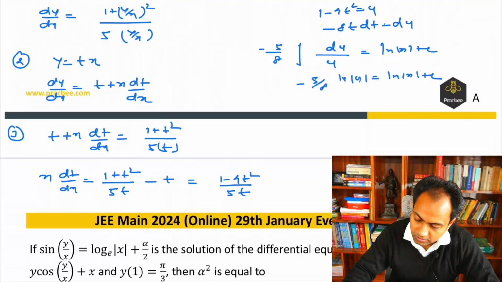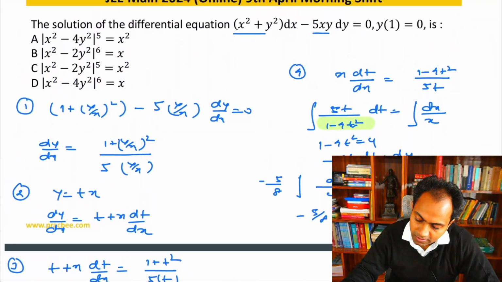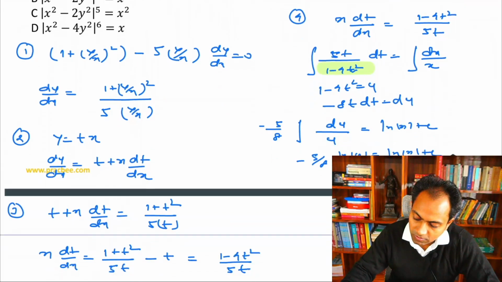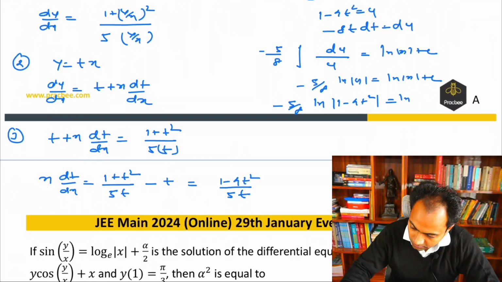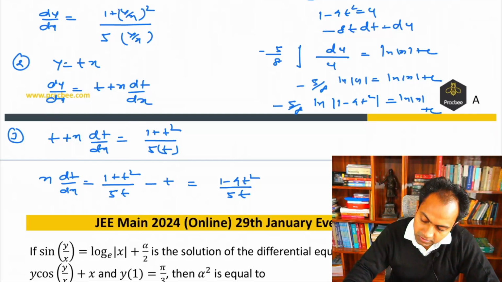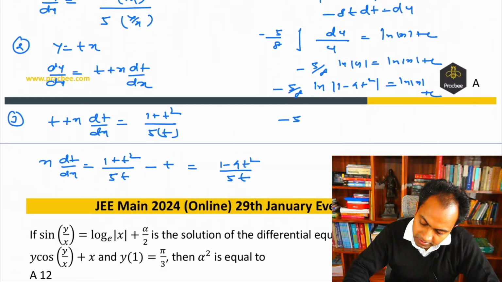And if you put this value, you can see that at x equal to 1, y is equal to 0. So let us first resubstitute all the values. So this will become minus 5 by 8 ln of mod of 1 minus 4t square is equal to ln of mod of x plus c, and t is nothing but y by x, so minus 5 by 8 ln of mod of 1 minus 4 y square by x square.